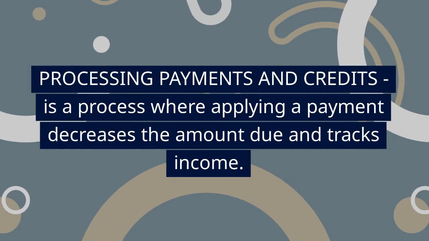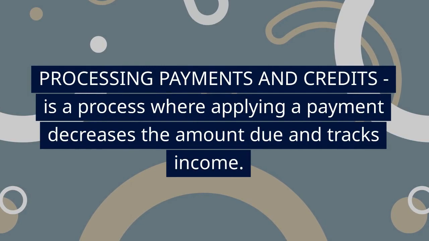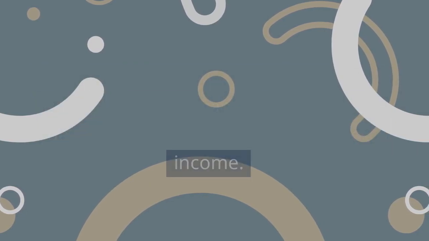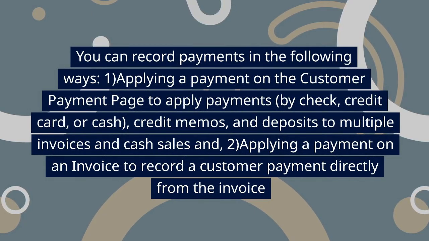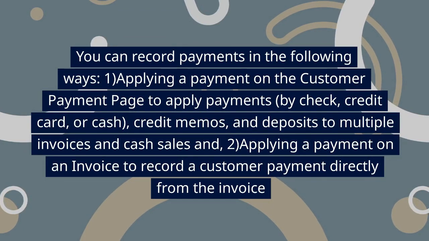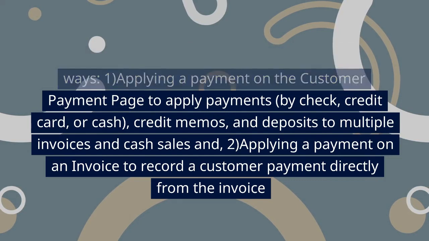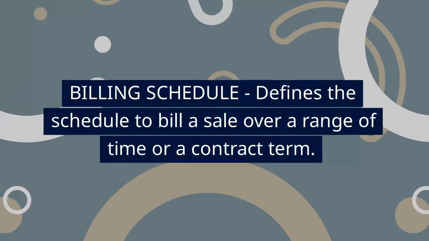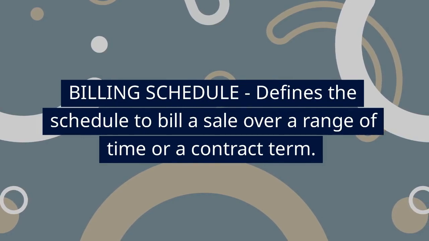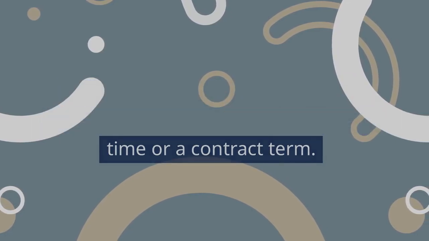Processing payments and credits is a process where applying a payment decreases the amount due and tracks income. You can record payments in the following ways. 1. Applying a payment on the customer payment page to apply payments, by check, credit card, or cash, credit memos, and deposits to multiple invoices and cash sales, and 2. Applying a payment on an invoice to record a customer payment directly from the invoice. Billing schedule defines the schedule to bill a sale over a range of time or a contract term.